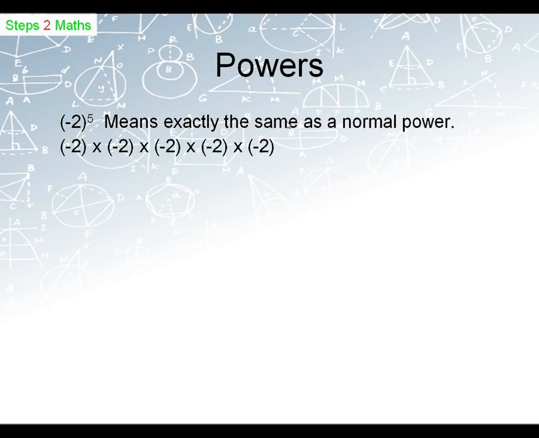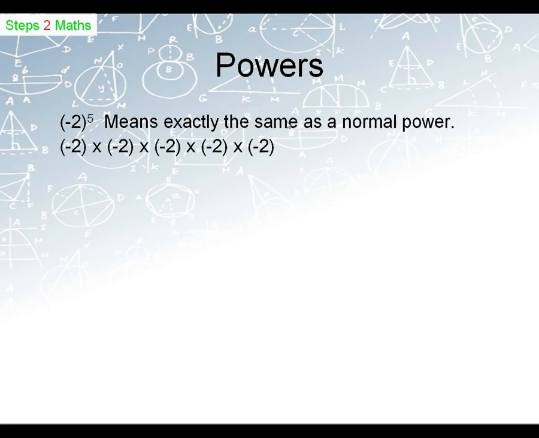Negative 2 by negative 2 gives you positive 4. Positive 4 multiplied by negative 2 gives you negative 8. Negative 8 multiplied by negative 2 gives you positive 16. And positive 16 multiplied by negative 2 gives you negative 32. So the one thing that you will probably really notice here is that every time you're multiplying, the sign changes.